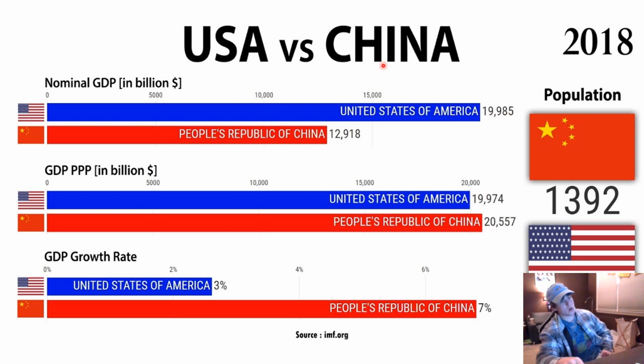Now, if we go down here, though, we're able to see that the growth rate of the GDP, the United States is not growing as fast. It's growing at a 3% rate per year, which is still growing, so that's a good thing, but China's is growing at 7. So by comparing the GDP, we're able to see that China, while they may be behind now, they are on pace to eventually outgrow the United States.